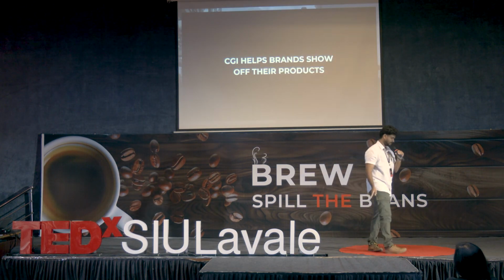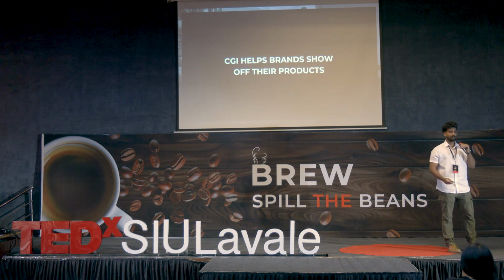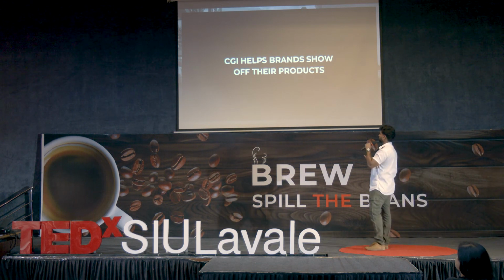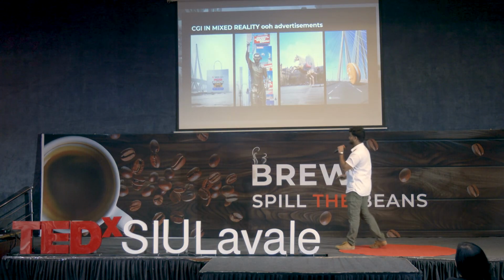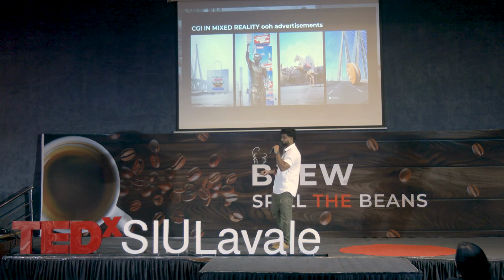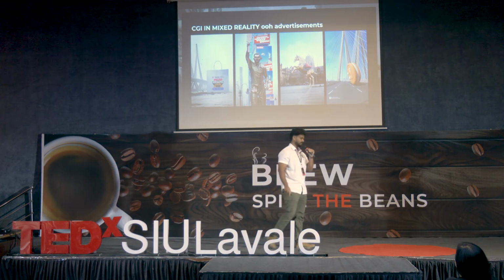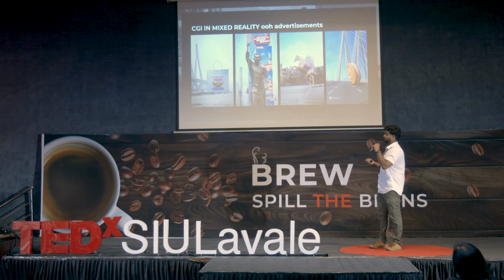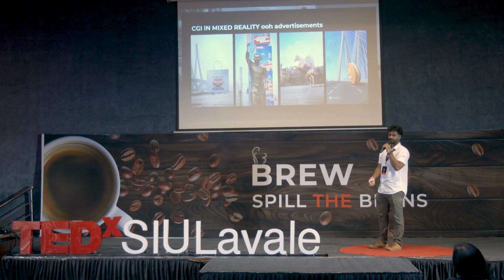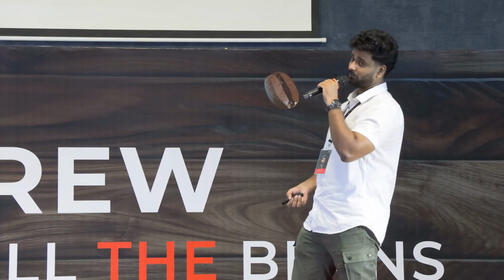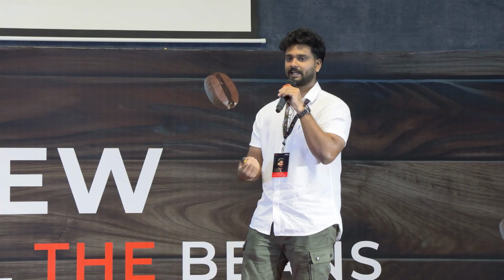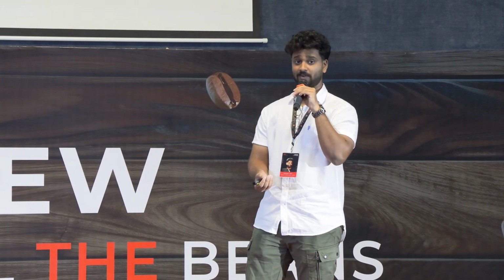Well, CGI helps brands show off their product very impressively. Let's take some examples. The first example would be the Tata New campaign that we did. They had a grand sale going on, and what did they pick to show off that sale? A paper bag. By showing that paper bag everywhere in locations all over India, they're communicating that the sale is live all over India.